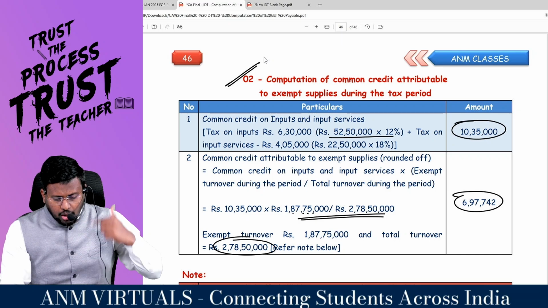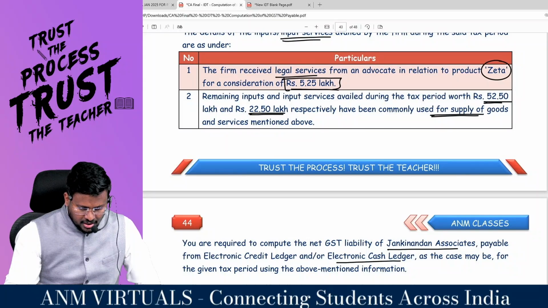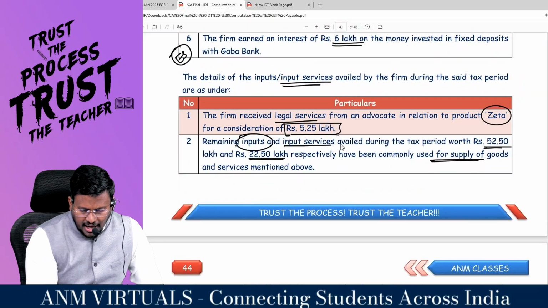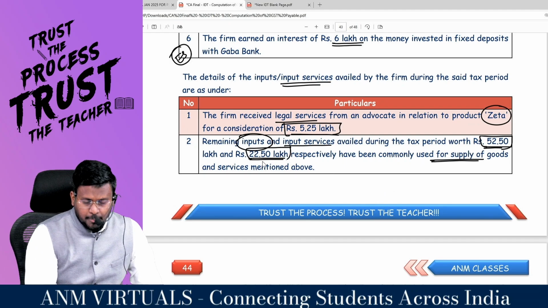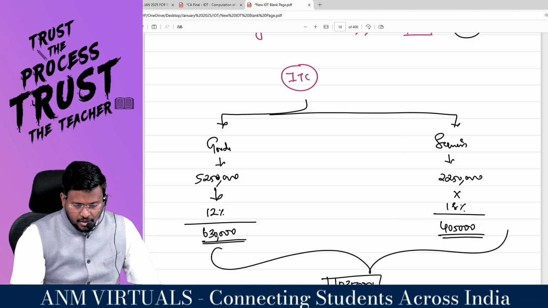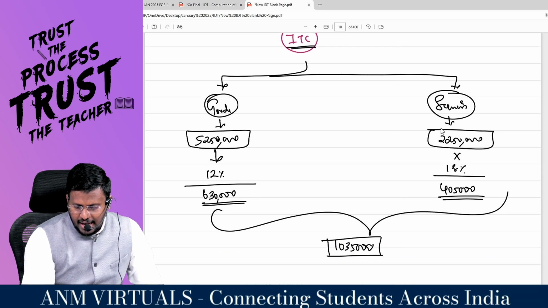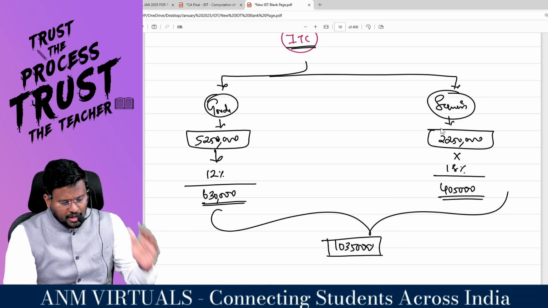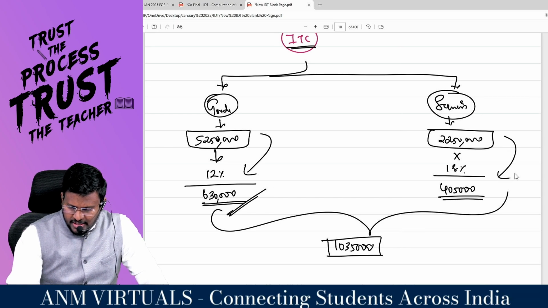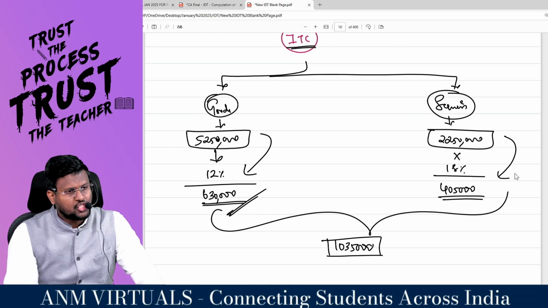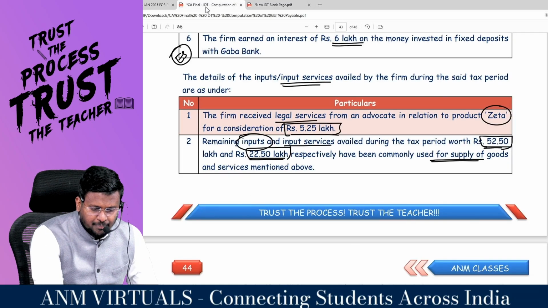We have done a lot of similar questions. The question specifically says, read here, sir, remaining inputs and input services. Input has been purchased for 52 lakh and the input service has been purchased for 22 lakh. So, ITC on goods and services will come. Goods 52 lakh 50,000 and services 22 lakh 50,000. For 52 lakh 50,000, you would have paid how much percent? Totally 6 lakh. For input services of 22 lakh 50,000, you would have paid how much? It comes to 4 lakh 5,000. So totally the common credit is 10 lakh 35,000.